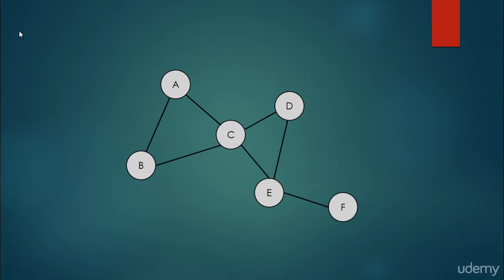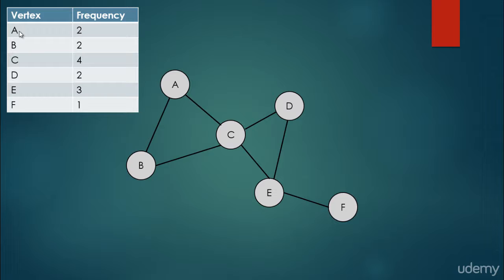So we have a graph like this. We calculate the frequency or degree distribution or valence for each of the vertices. And we come to the conclusion that A has a frequency 2 because it has 2 edges. C, for example, has 4 frequency because it has 4 edges. So we sort it according to the frequency. And we start with the vertex that has the most frequency, so 4.